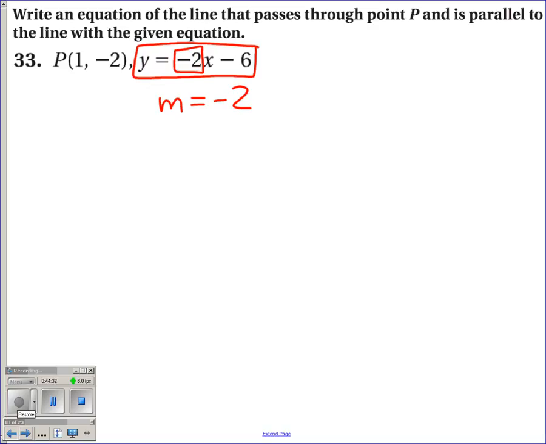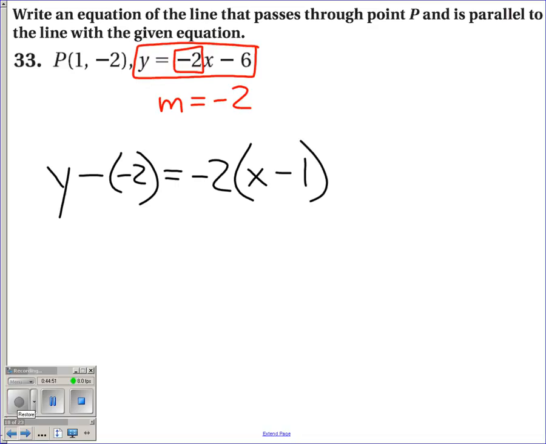We go through, we write out y minus, well, that's a -2, so we'll have to simplify that, is equal to the slope, -2, times x minus the x coordinate for our point, 1. So this would be y plus 2 is equal to -2 times x minus 1.